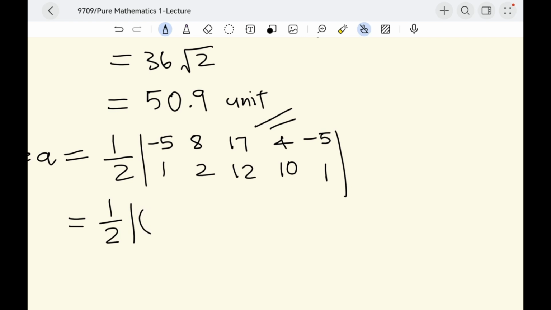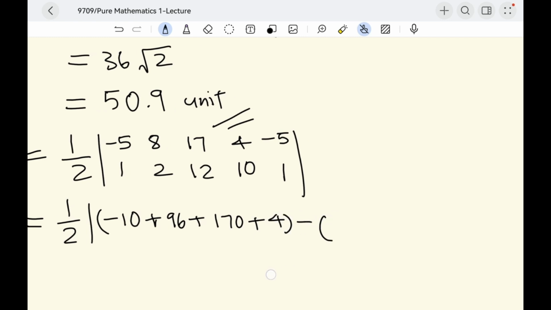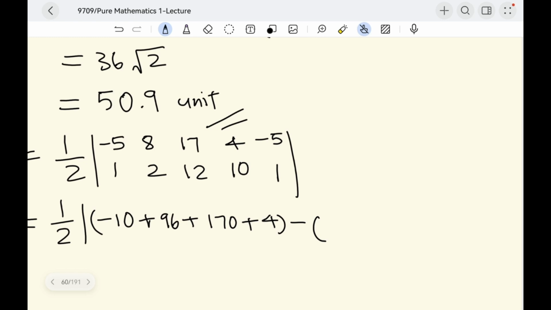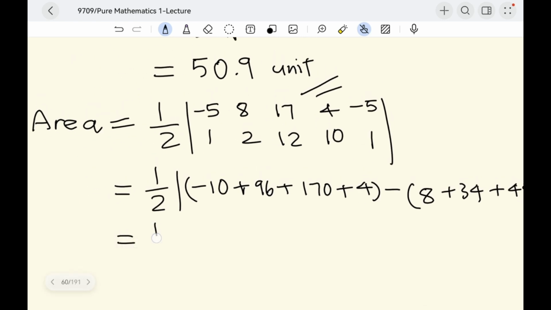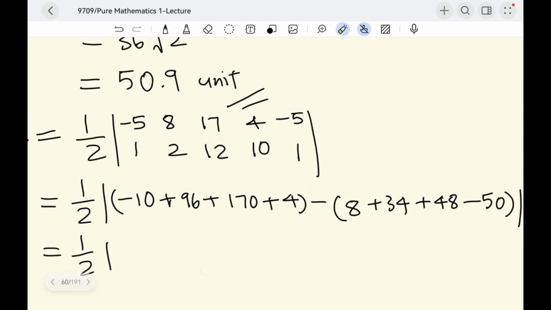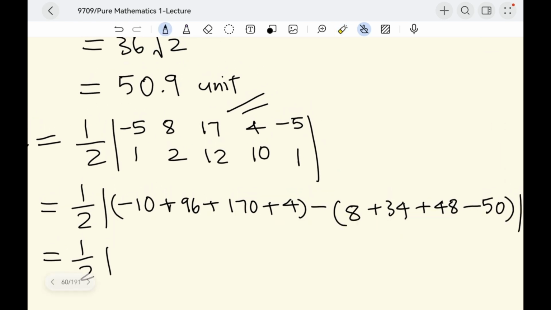So I have negative 5 times 2, which is -10, 8 times 12, 96, 170, and 4. For the negative side, which is the clockwise direction, I have 8, 17 times 2, 34, 12 times 4 is 48, and finally 50. Okay, so you need to find what the value is before you take the modulus.